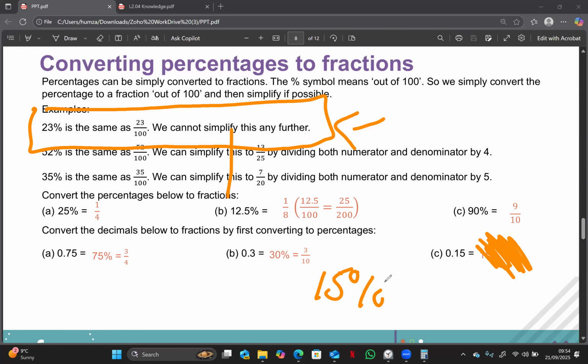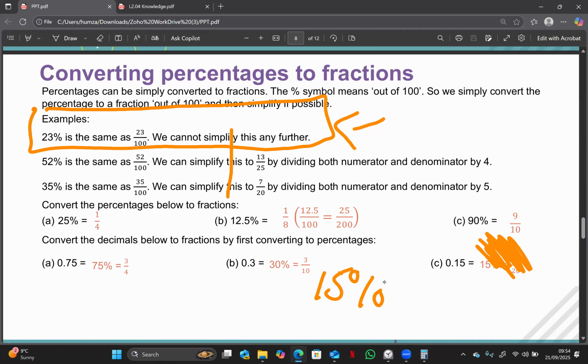Now convert that into a fraction. What did I just tell you? You have to always do the same thing. Over 100. Yes, exactly. So we can do 15 over 100. Now, can we simplify this? What number goes into 15 and 100? What can we divide it by? The same number, the biggest number.